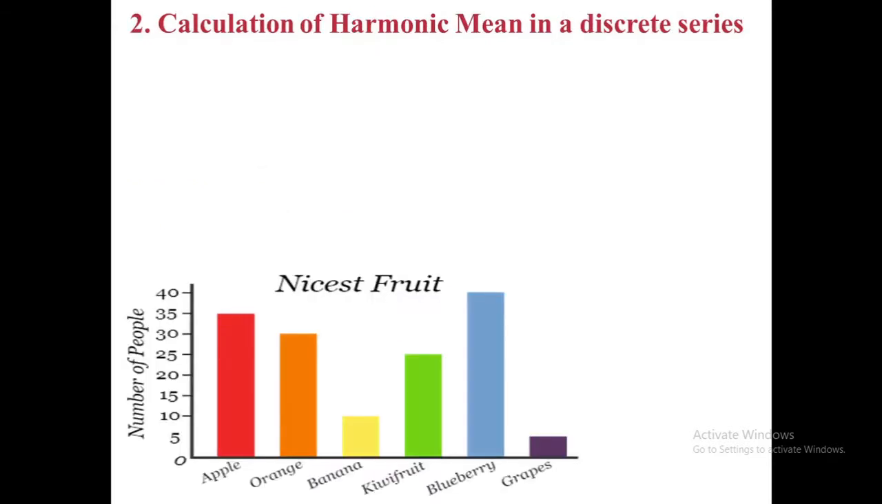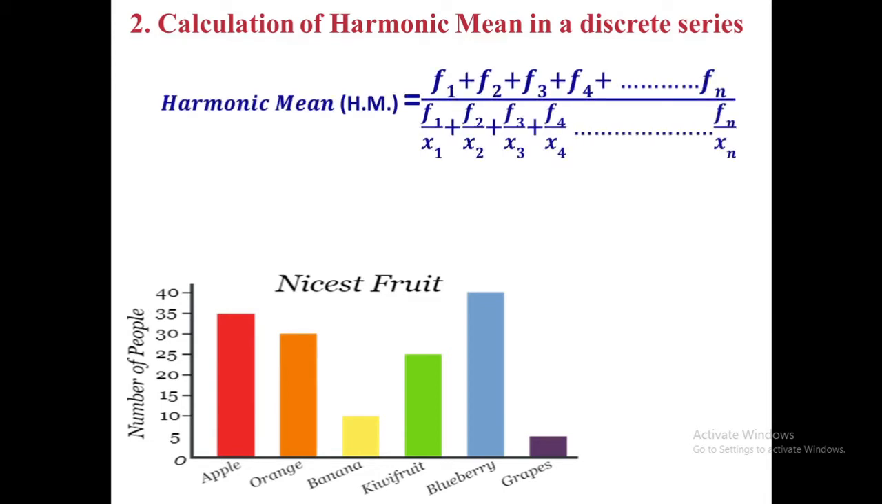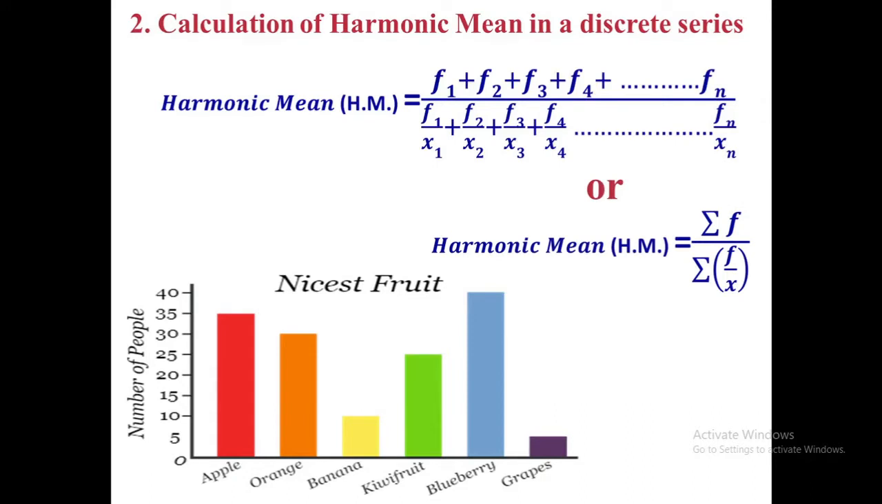Now we will understand how to calculate harmonic mean in a discrete series, or a series where the frequency has been given. To calculate harmonic mean for such a dataset, we can use the following formula: f1 plus f2 plus f3 up to fn divided by f1 over x1 plus f2 over x2 up to fn over xn. Or in simple words, we can say harmonic mean for a discrete series is summation f over summation f over x.